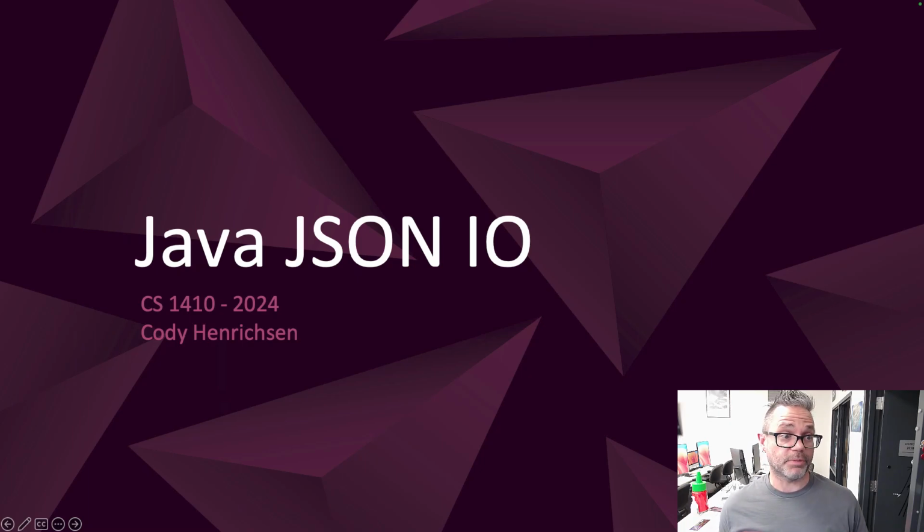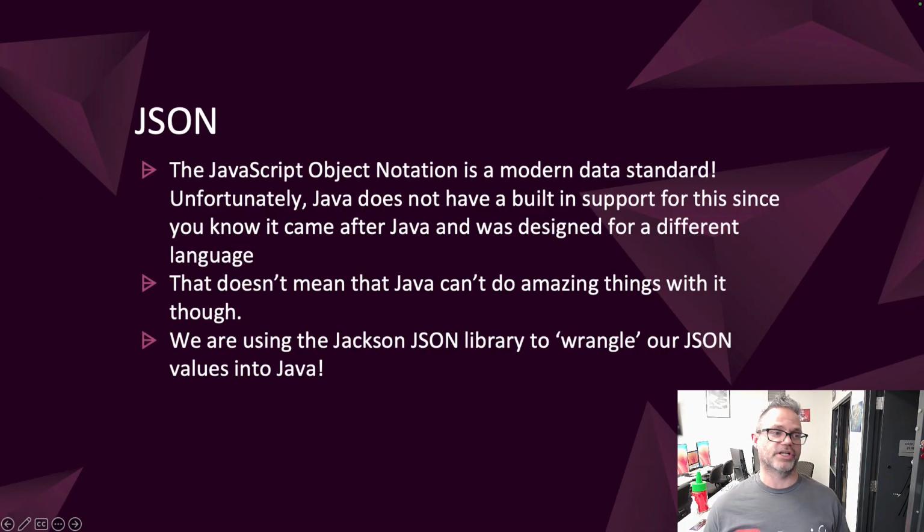Welcome. Today we're talking about how to use Java JSON in I/O. JSON is the JavaScript Object Notation, so JSON. And it's a modern data standard. You're seeing it all the time on the internet.